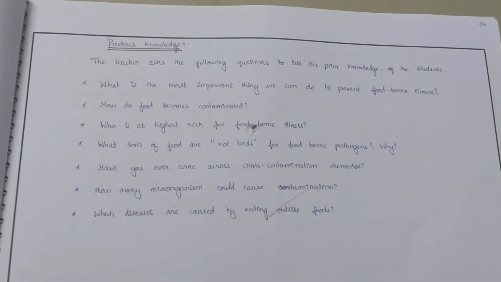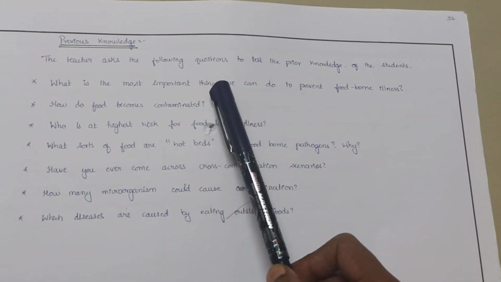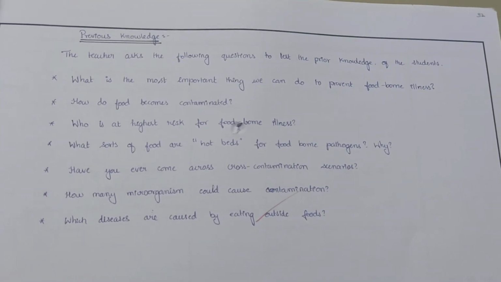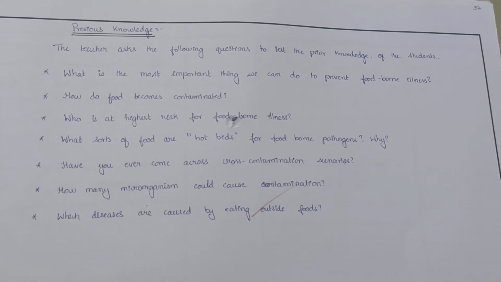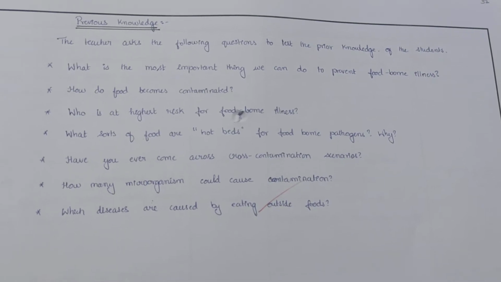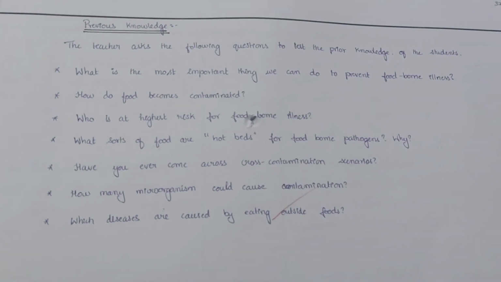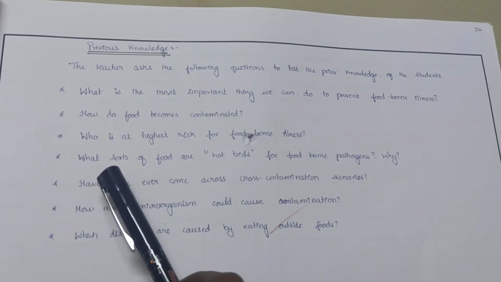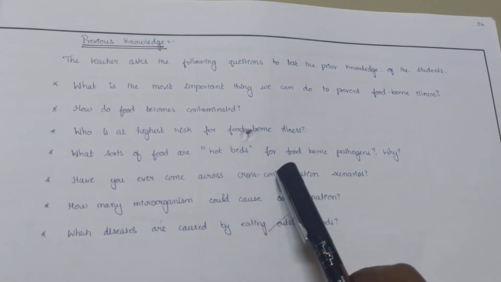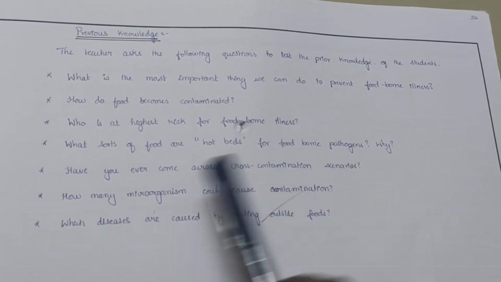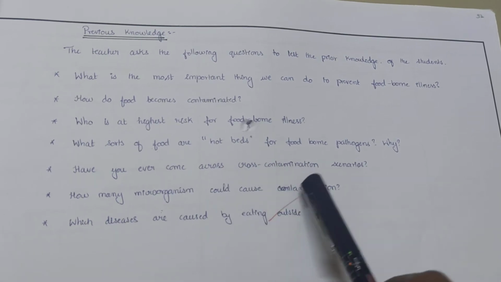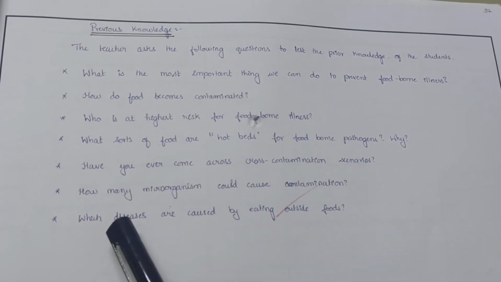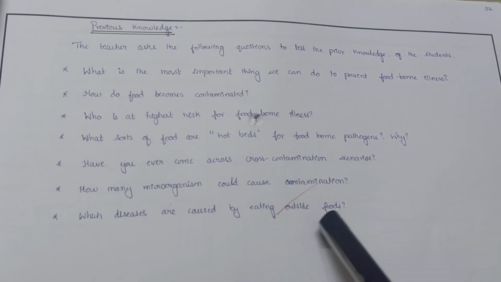Next is the previous knowledge. The teacher asks the following questions to test the prior knowledge of the students. What is the most important thing we do to prevent foodborne illness? How do food become contaminated? Who is at the highest risk for foodborne illness? What sort of food are hotbeds for foodborne pathogens and why? Have you ever come across cross-contamination scenarios? How many microorganisms could cause contamination? Which diseases are caused by eating outside foods?